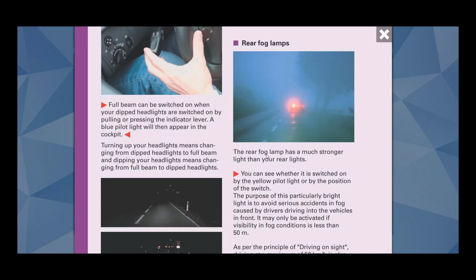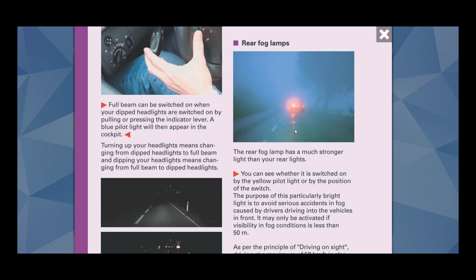The important information is the rear fog lamp has a much stronger light than your rear lights. So there are special conditions on which you can turn on rear fog lights. The first is that your visibility in fog condition is less than 50 meter. Then you can turn on rear fog lights.